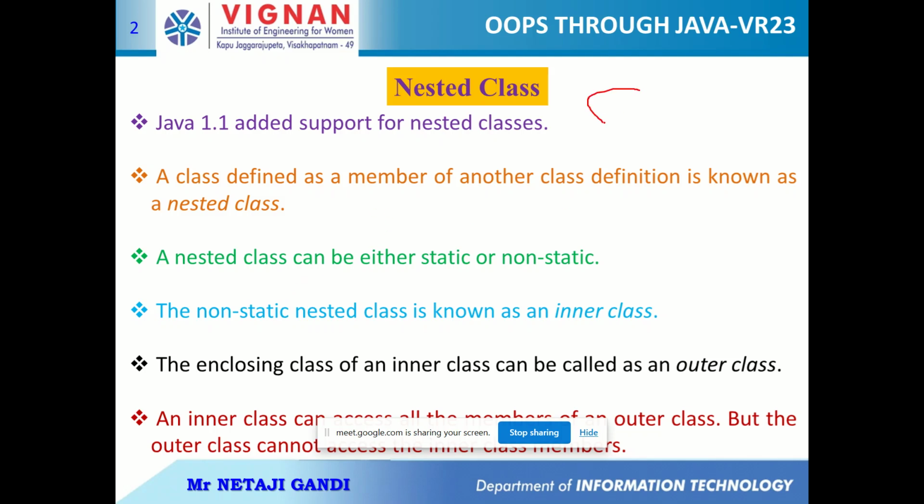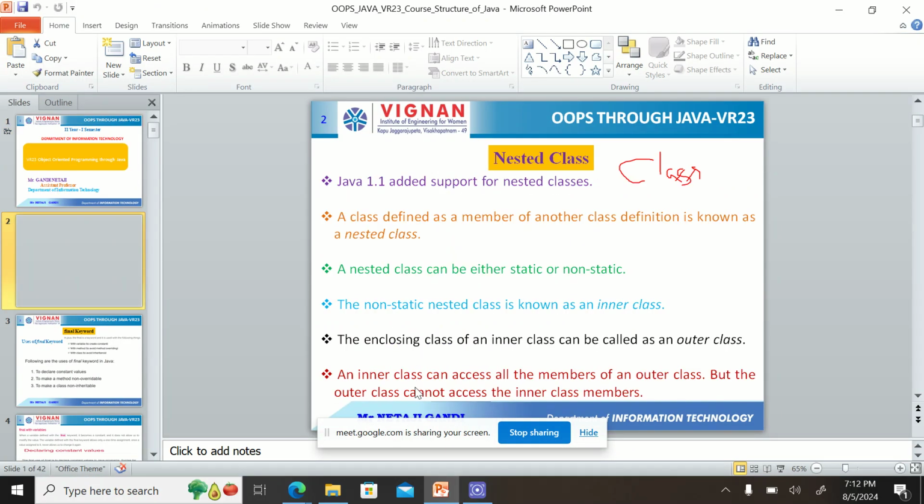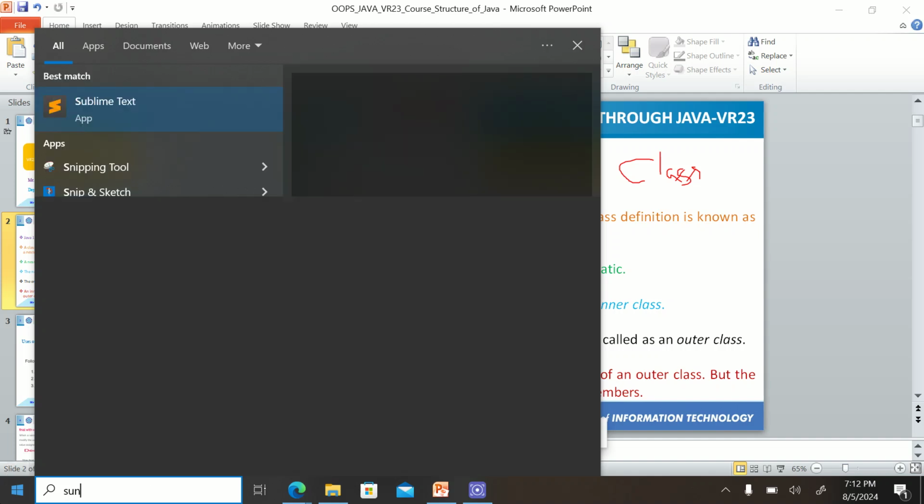Suppose you define a class; let us go to the concept from the programming point of view. Just wait. Can you see my presentation? Yes, sir. Okay. So what is meant by a nested class? First of all, I will discuss an example. The Sublime Text editor can be opened.